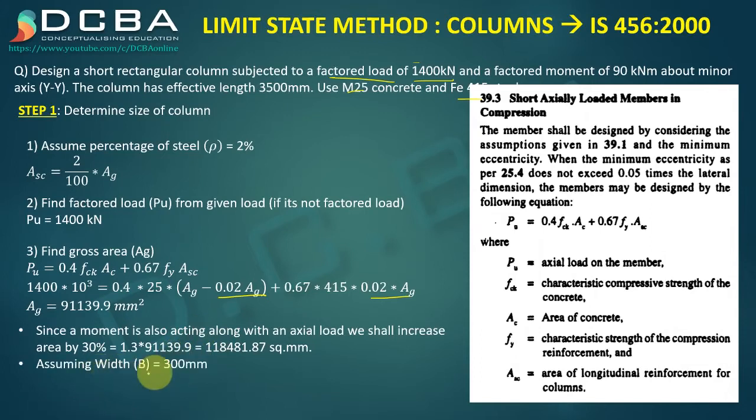So I am assuming width to be 300, and then when I divide this gross area by 300, I will get depth. So depth D is this area divided by 300, which comes out to be 394.94. I will take it to be 450 mm because taking 400 would be very nearby. So let us approximate more. I will take it to be 450 mm. I have rounded it up on a much higher side. Okay, so we found our width and we found our depth.